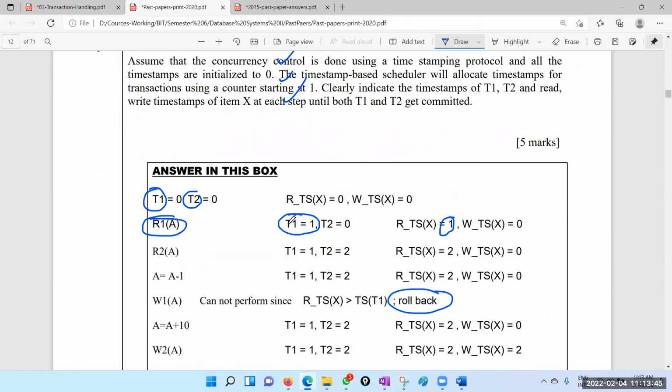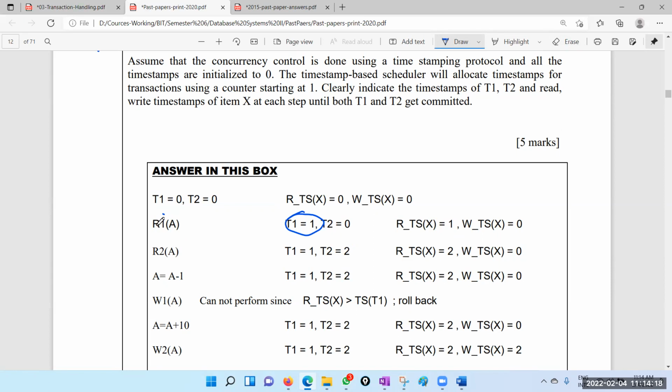Right, now the timestamp of T1 is 1. Transaction 1 started at timestamp 1, and that is the read timestamp of X as well. That is not an issue, right? So there is no conflict there. The examiner is using a different sort of convention.